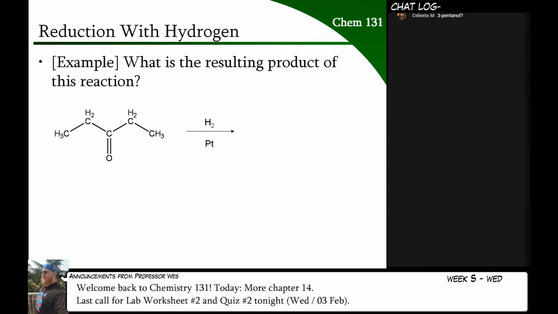All right. I see someone is awake in the chat, so we'll go over the answer here. So with our reduction, I connect my H's to each of the ends of the double bond and then break the double bond and the H bonds. So I would get 3-pentanol. Very good.